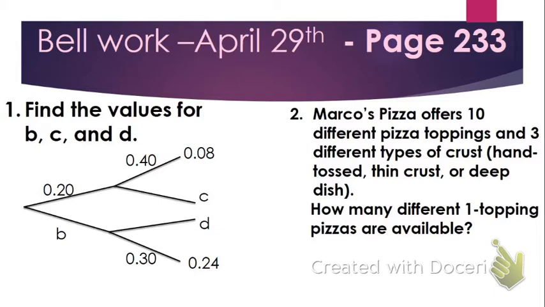What is 0.2 as a percent? 20%. So there's a 20% chance we travel along this way. So what's the chance we went the other way? 80%. So the probability of B would be 0.80 or 80%.